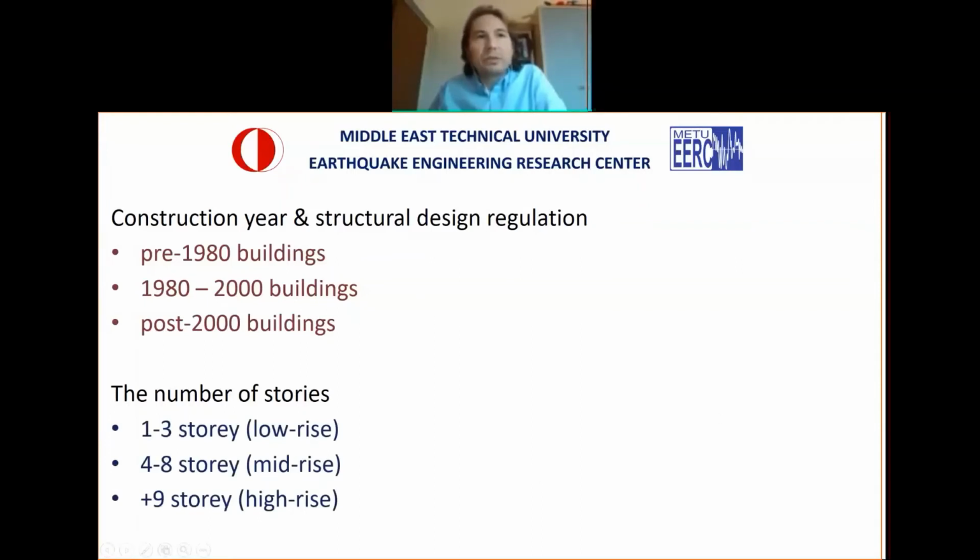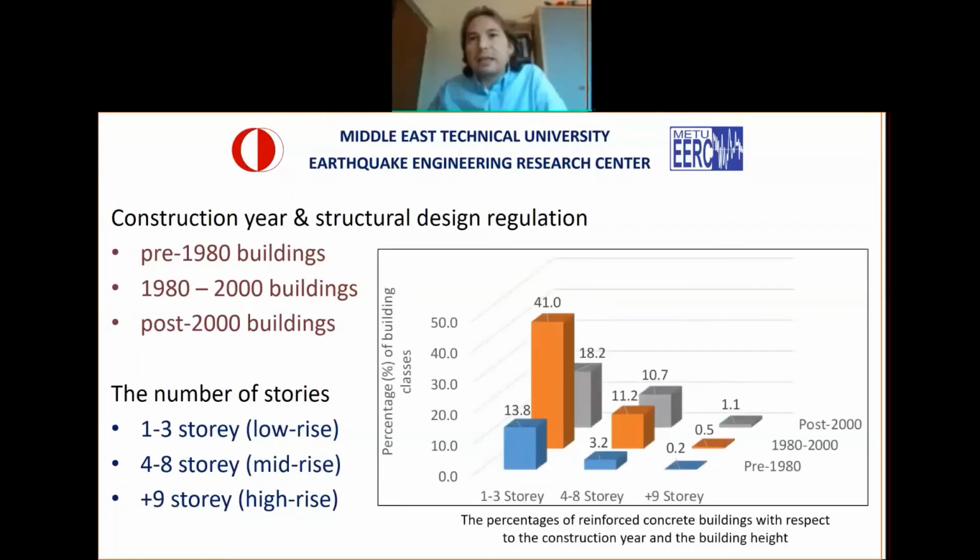Similarly, the number of stories can be used as a classification parameter because previous earthquakes showed that this affects the vulnerability of structures a lot, especially reinforced concrete buildings. Thus, we have classified the buildings as 1 to 3 story buildings, 4 to 8 story buildings as mid-rise, and buildings with 9 stories or more as high-rise. The distributions for these classes show the reinforced concrete mid-rise buildings of 4 to 8 stories that were constructed between 1980 and 2000.